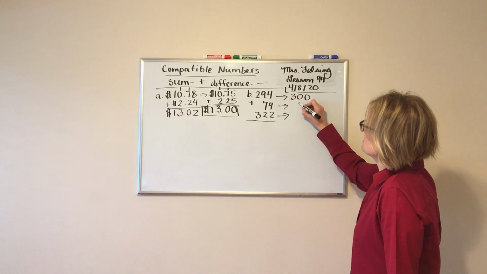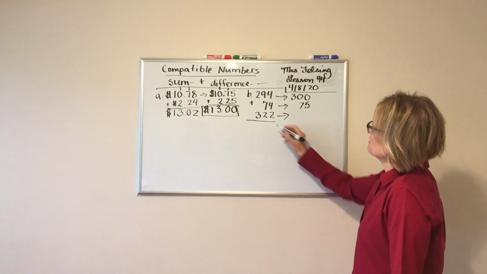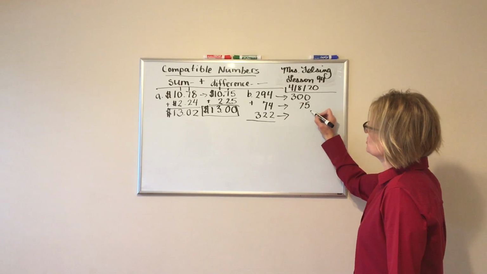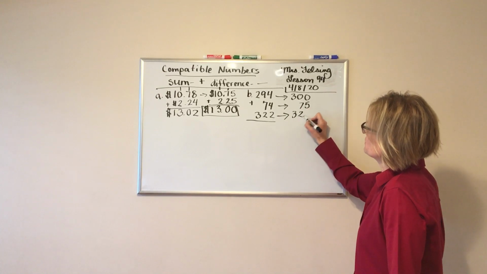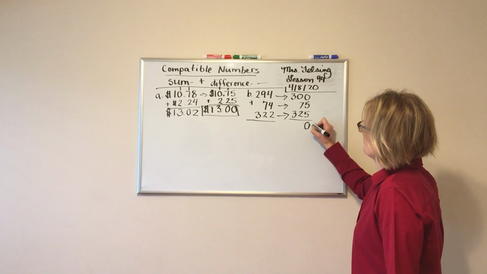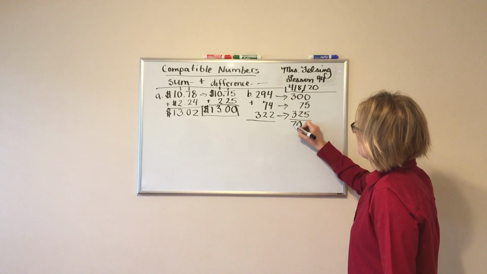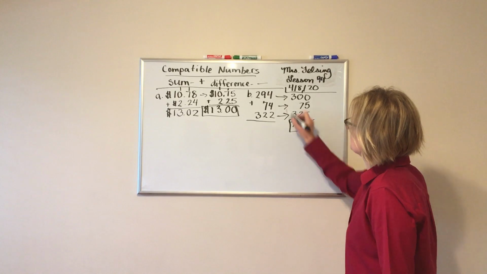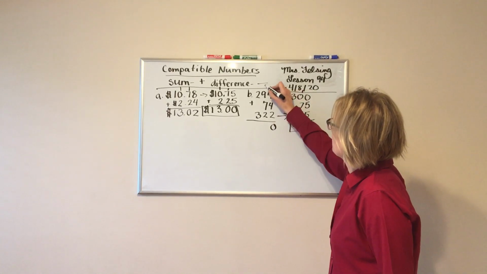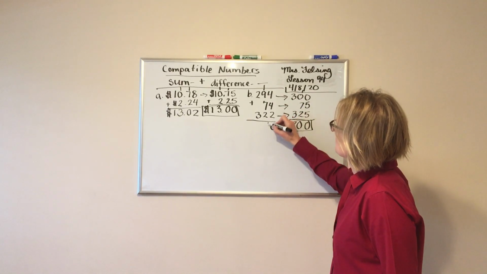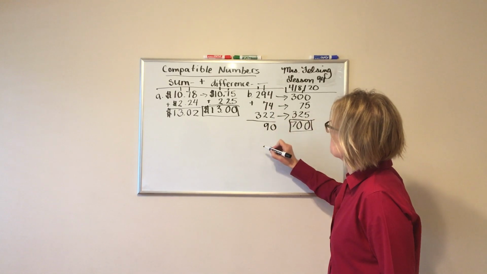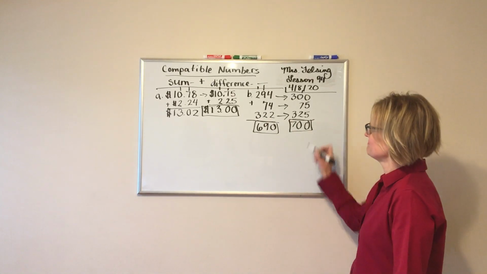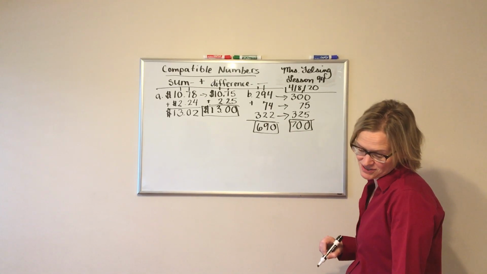74, well, let's do it to 75. 322, I'm looking here, I have 0 and 5, so maybe I'll change this to 325. And my answer is 700. Wow. Let's see how close it is. 690. Not bad, but definitely very, very close.